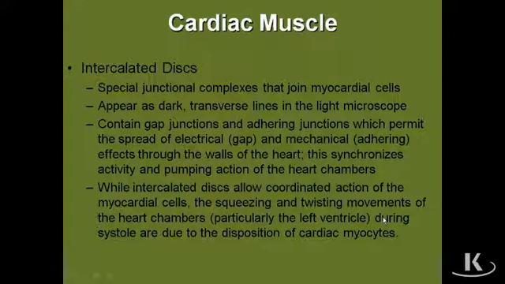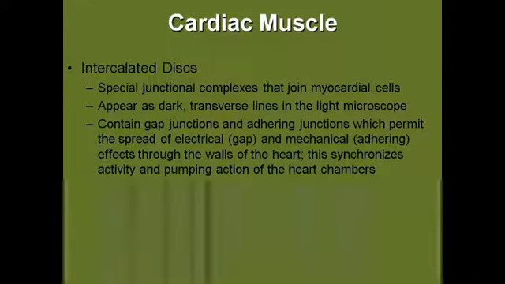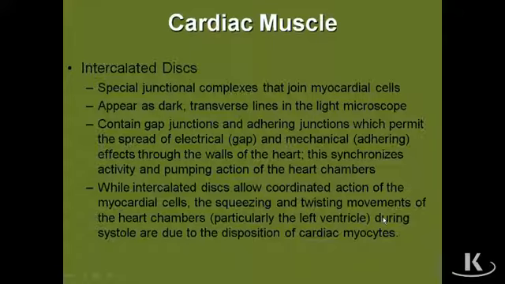The intercalated discs appear as an array of junctional specializations that are visible as an intercalated disc at the light microscopic level. But at the EM level, we now know that such discs contain a continuing array of gap junctions and adhering junctions. The gap junctions basically allow the spread of the electrical conduction through adjacent cardiac muscle cells, whereas the adhering junctions help maintain the structural integrity of the contracting muscle fibers.